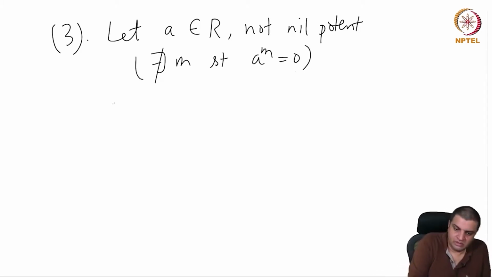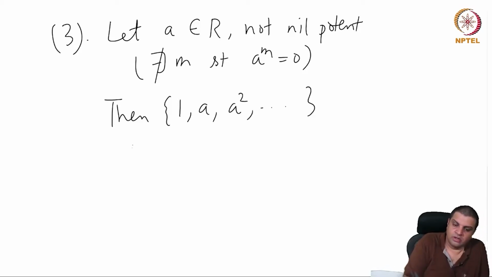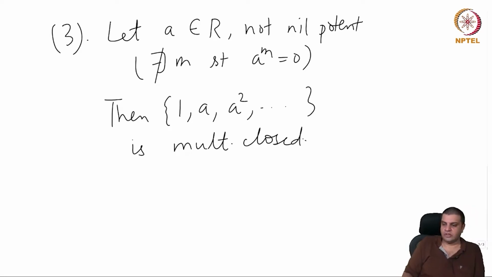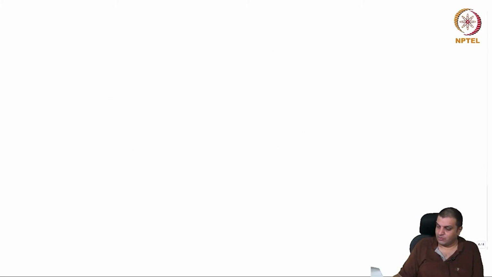Then the set 1, A, A squared, and so on is multiplicatively closed. So this is what we mean. These are examples of what we mean by a multiplicatively closed set. There might be others also. For example, you could take a union of two prime ideals and then take the complement and so on.